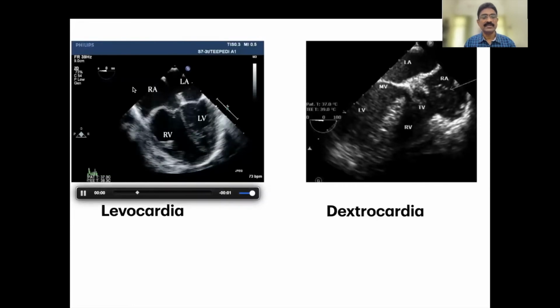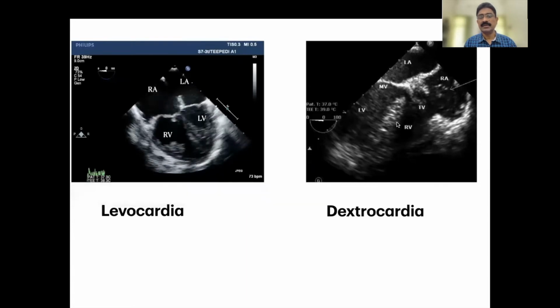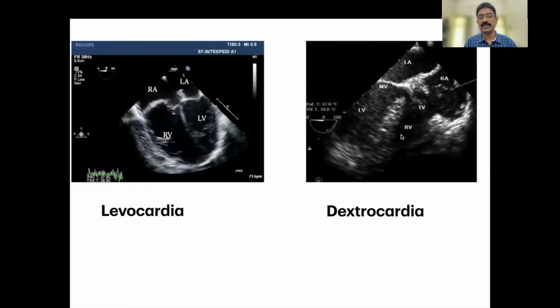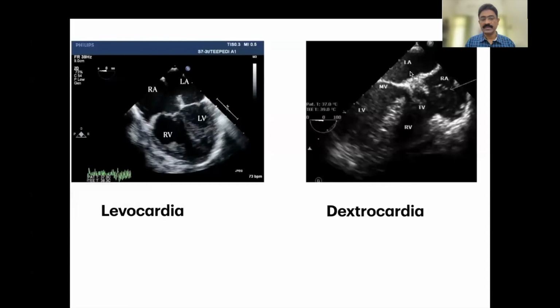So the base to apex orientation from the left side of the screen to the right side, and this is levocardia. And the chambers are concordant. Whereas in dextrocardia, this is situs inversus and base to apex orientation is in the other direction, and this is situs inversus. So right atrium is to the other side of left atrium.